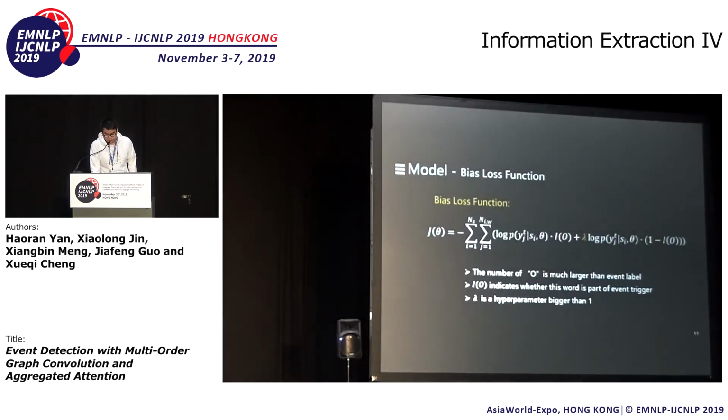Since the number of non-trigger words is much larger than the event trigger words in the dataset, we use the bias loss function, where lambda is a bias hyperparameter.